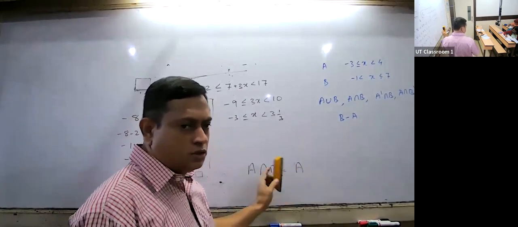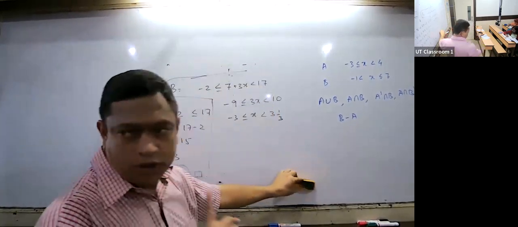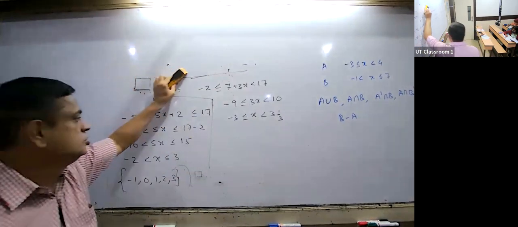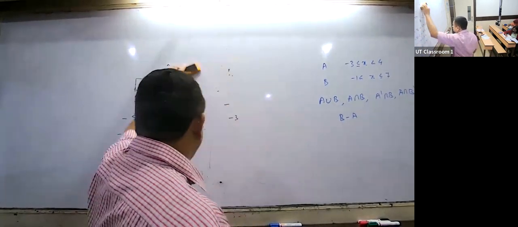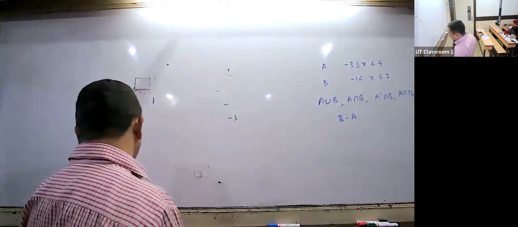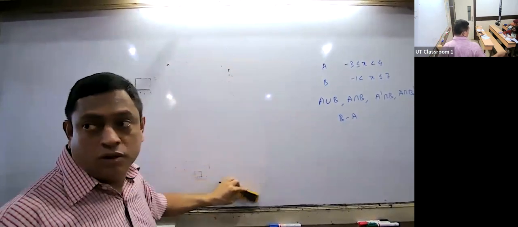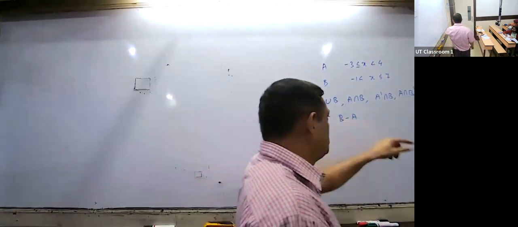Has everyone completed this one? Yes, sir. Okay, do it fast. You followed? This is A and B. You have to find out all these 5 parts.